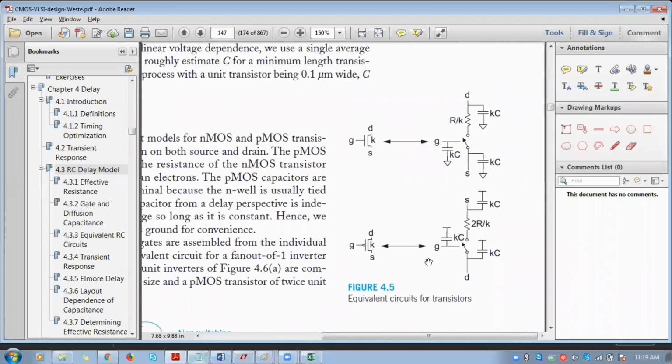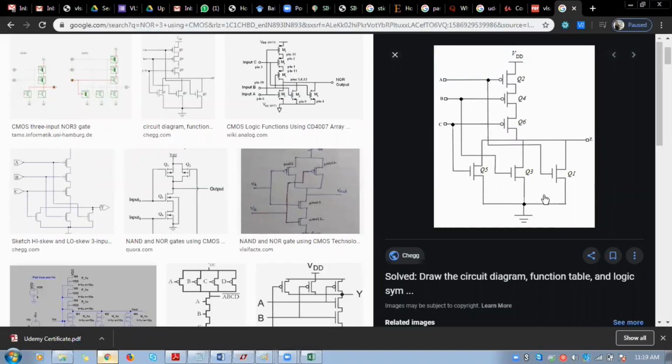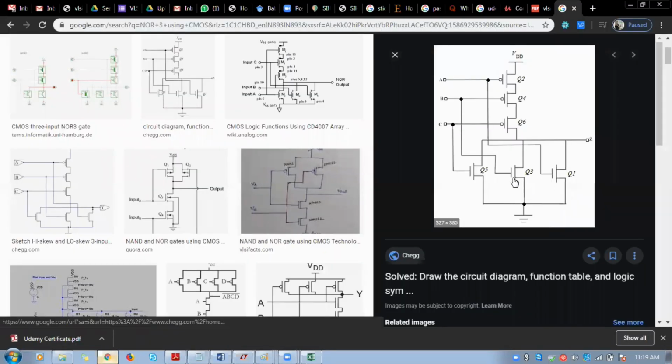Now I am mentioning only about input capacitance. For the same circuit, if you want to calculate the input capacitance of this NOR3, you need to consider any one of the inputs. For example, if you are considering the A input, here the K value is 6 and here the K value is 1. So the total input capacitance of the network will be 7. We need to calculate the input capacitance based on any one of the inputs.